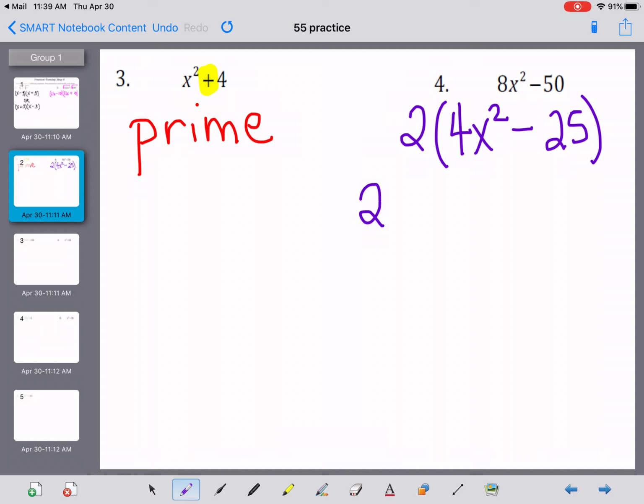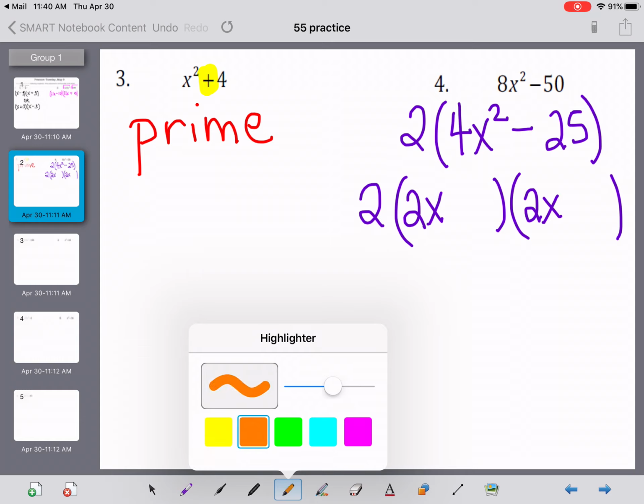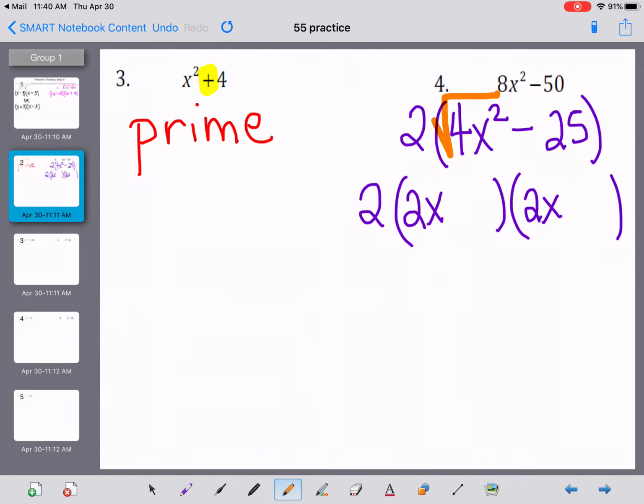So it's going to be 2. We're going to make our two parentheses. And the square root of 4 is 2. The square root of x squared is x. And over here, 2x. By the way, I didn't write it in, but let me switch colors for a second, and we will write it in. What I did is I took the square root of 4x squared, and the square root of 25, which is 5. And then difference between two squares, different signs. Again, you can write the plus in the first parentheses and the minus in the second. It does not make any difference.